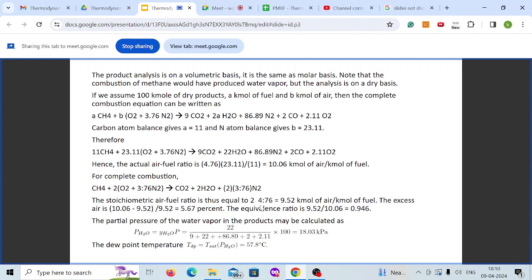So now we can find out how much excess air we have given for the reaction. You need only 9.52 kilomoles of air for complete combustion, but you have supplied 10.06. This air fuel ratio says how much air you have supplied per mole of methane. So the percentage difference between these two will give the excess air which you have supplied. That is equal to 5.67%.